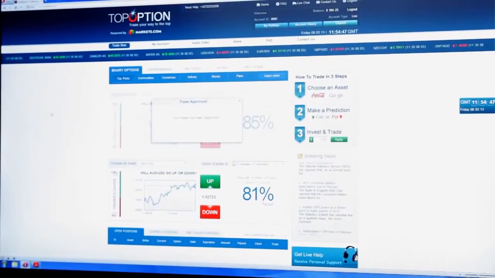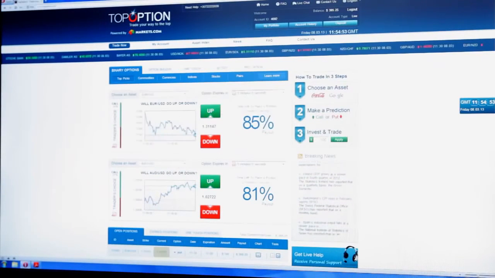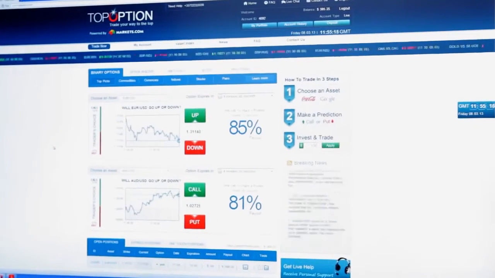We'll approve that. There it is down below. And what it's going to do is if we win this position, it's going to cover all of our previous losses and give us a profit around $28. So again, Alex.